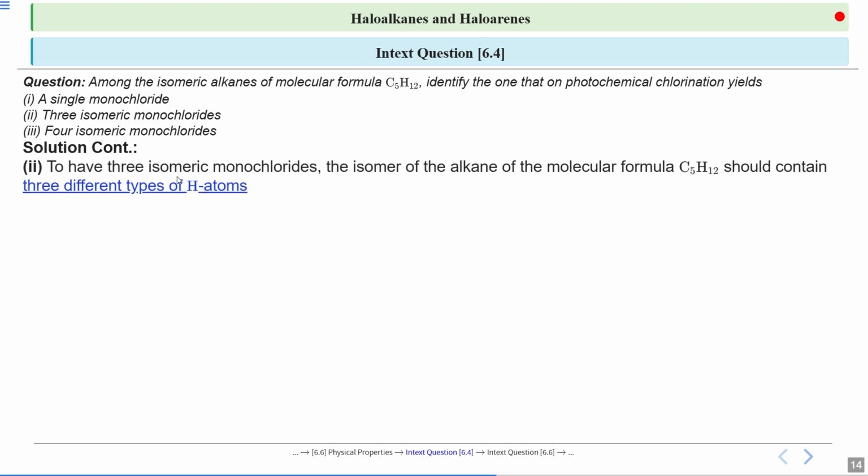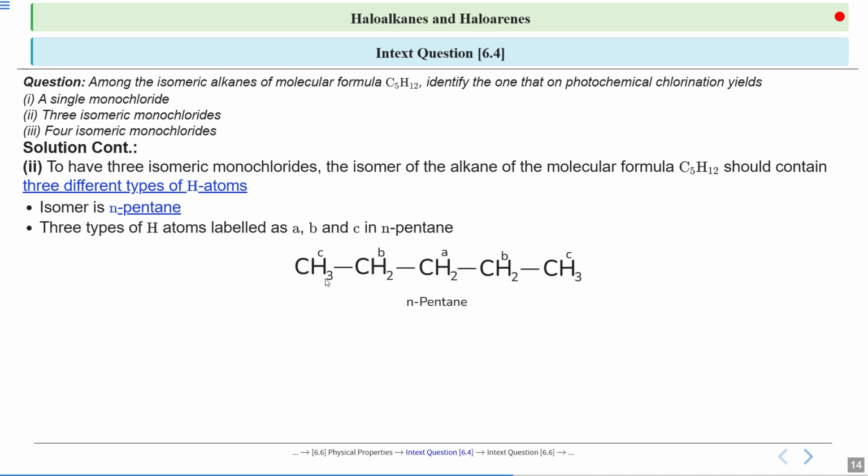Now, to have 3 isomeric monochlorides, which is our second part, the isomer of alkane of the molecular formula C5H12 should contain 3 different types of hydrogen atoms. Okay, so that with each replacement of a hydrogen atom with chlorine, they will yield 3 different isomeric monochlorides. And this isomer is n-pentane. So there are 3 types of hydrogen atoms, labeled A, B and C, present in n-pentane. And this is CH3, CH2, CH2, CH2, CH3.